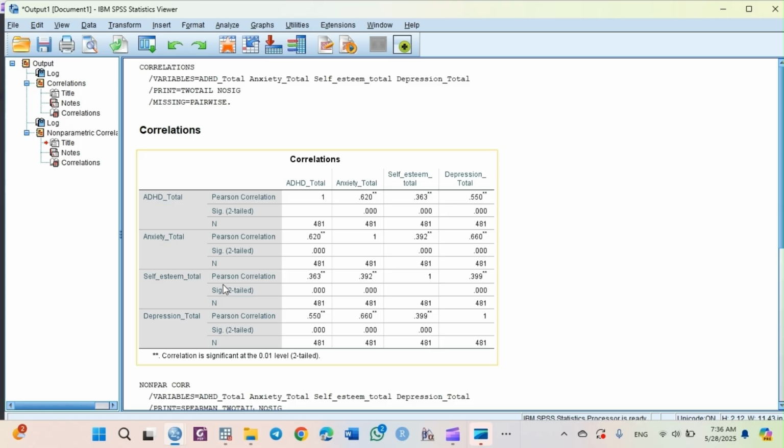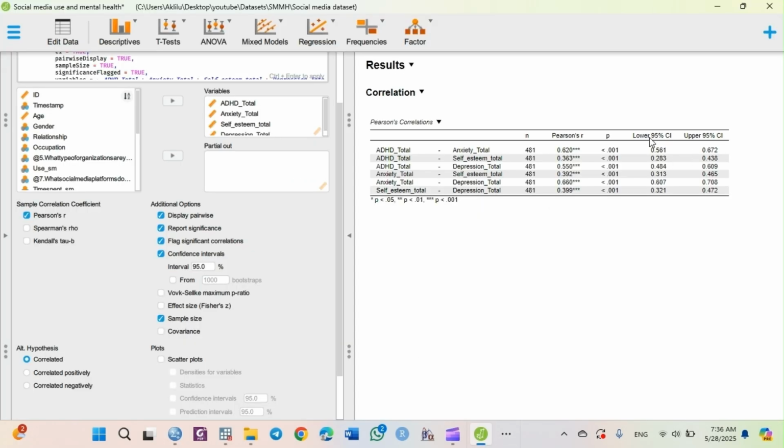Maybe one drawback with SPSS is it's not providing a 95% confidence interval for R values that we have seen in JASP. If you remember, JASP gives the 95% confidence interval for R.